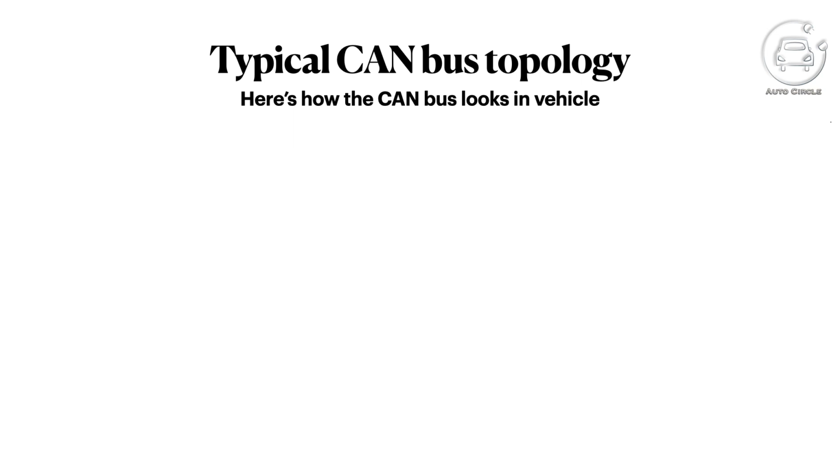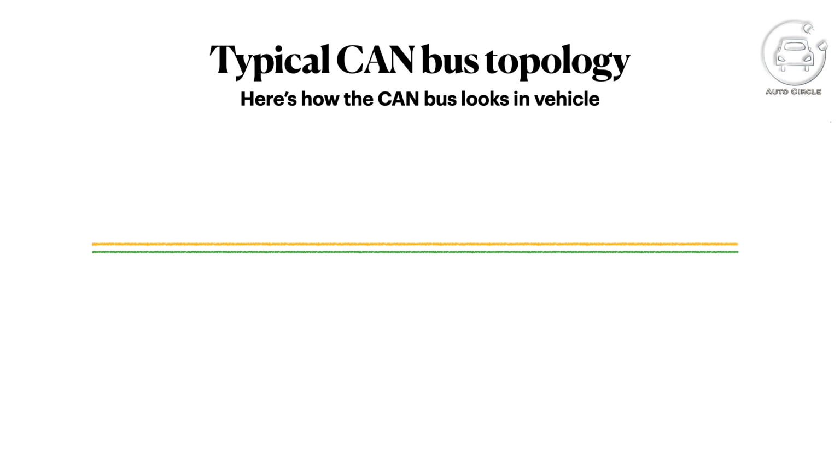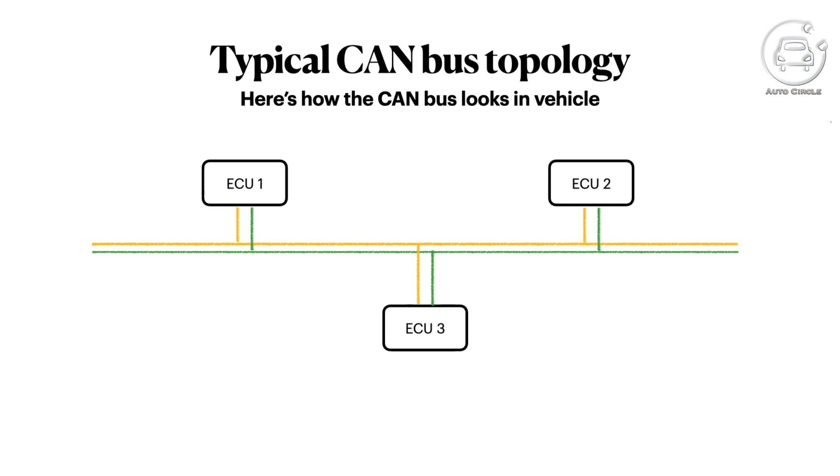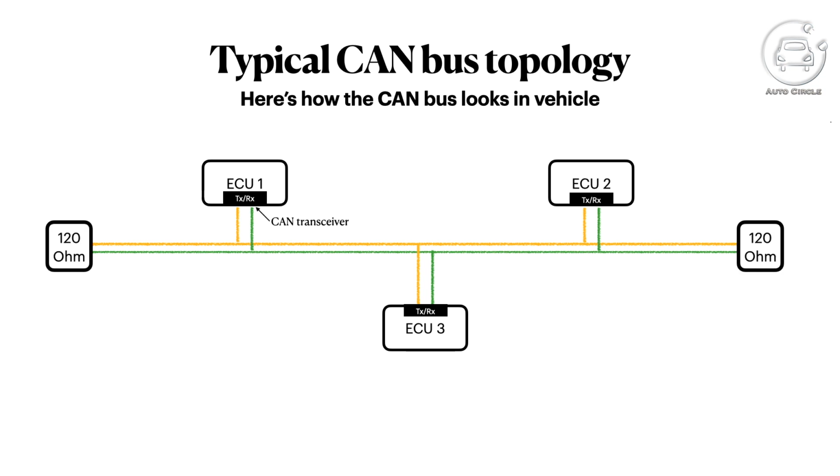Now let's have a look at how the CAN bus looks in a vehicle. Here we have a CAN backbone shown by CAN high and CAN low wires. In this particular topology, we have three ECUs, which are ECU 1, 2 and 3. All of the ECUs have a hardware called a CAN transceiver. This is responsible for transmitting as well as receiving the CAN messages. On both ends of the CAN bus, we have 120 ohm resistors. These resistors are called terminating resistors.